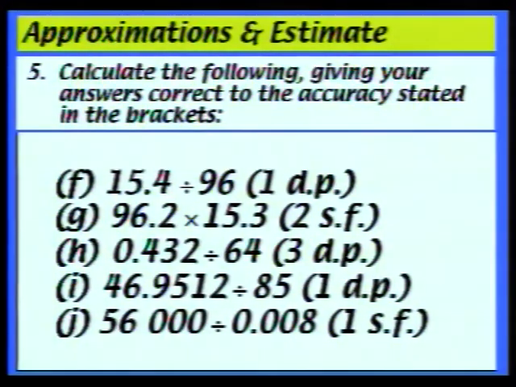Letter J. 7 million. 7 million, 246. Yes, 7 million. That's to one significant figure. It is correct. And it's 56,000 divided by 0.008. Any questions? Nope. Okay.